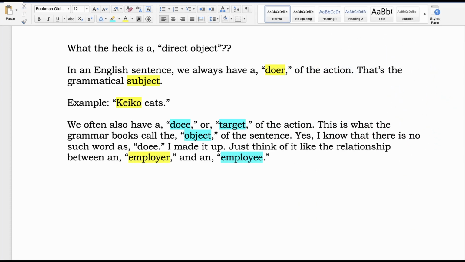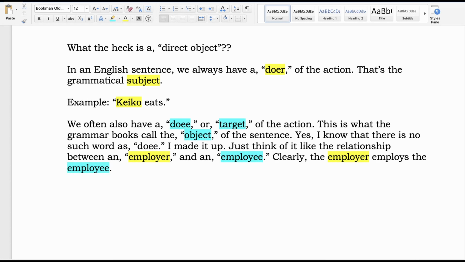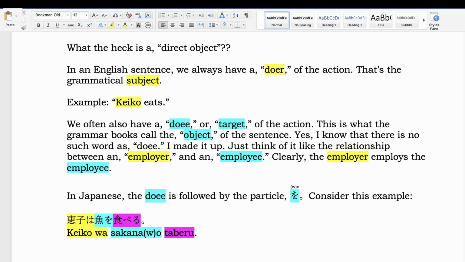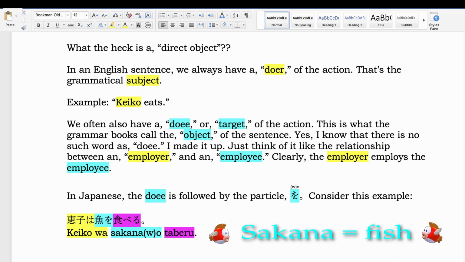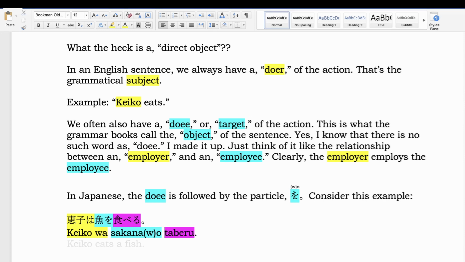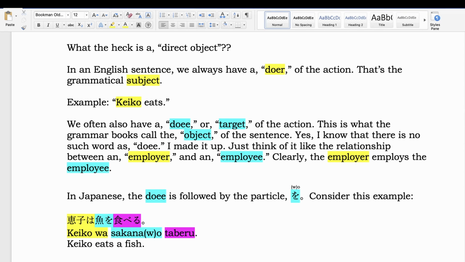Just think of it like the relationship between an employer and an employee. Clearly, the employer employs the employee. In Japanese, the doee is followed by the particle o. Consider this example. Keiko wa sakana o taberu. When I taught English in Japan, sentences like this, even though they're simple, would cause me a problem. Because a sentence like Keiko wa sakana o taberu would come out in English as, Keiko eats a fish.